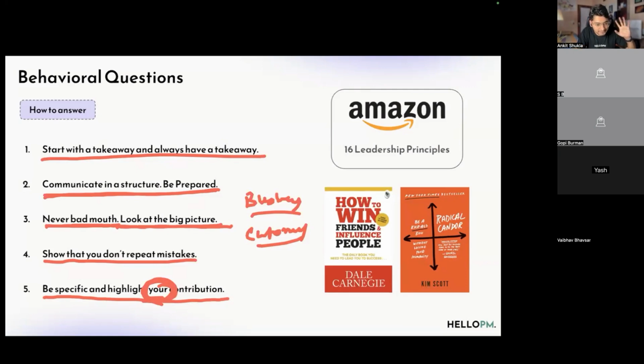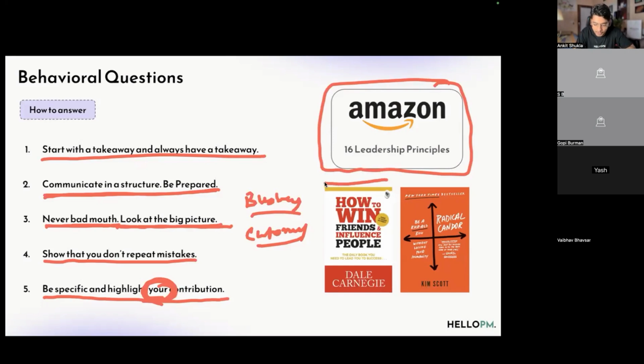Okay. So if you remember these five things, most of your behavioral answers are going to go in the right direction. I will also recommend three things. Three notes I'm going to send you. First is read about Amazon's 16 leadership principles. If you read about this, most of the behavioral questions will come to you.